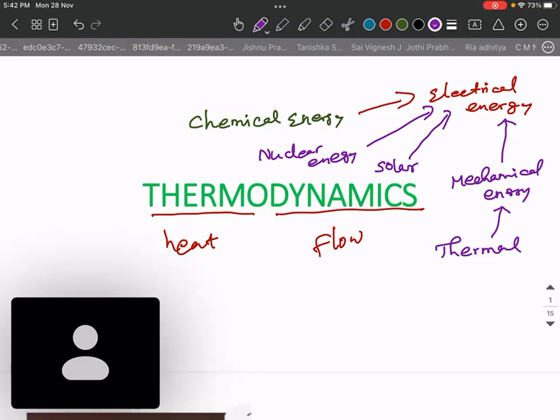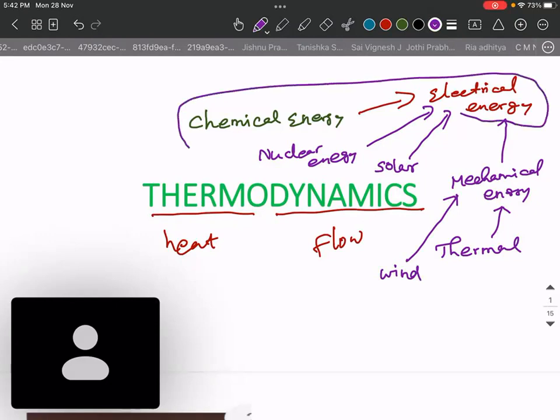And then wind energy can change into mechanical energy that can be changed into electrical. So these are the various sources of energy. Okay. So here, look at this, the chemical energy you can change into electrical energy. In the same way, nuclear energy you can change into electrical energy. Or otherwise, if you are taking only the chemical reaction, the chemical energy you can convert to another energy. So you can transform one energy into another.